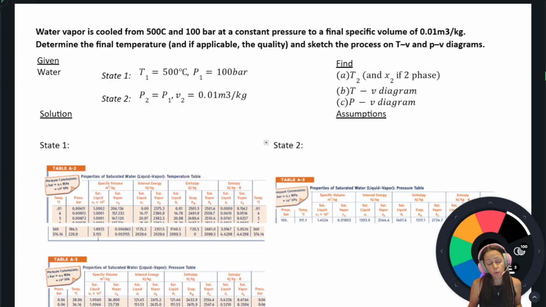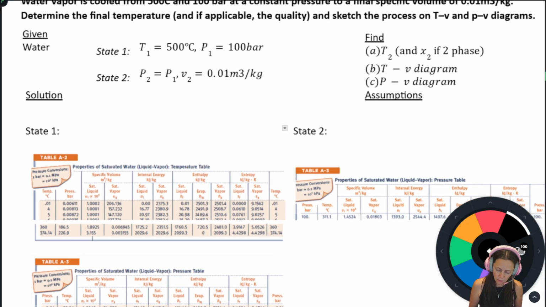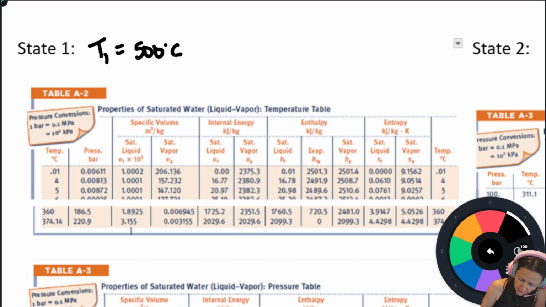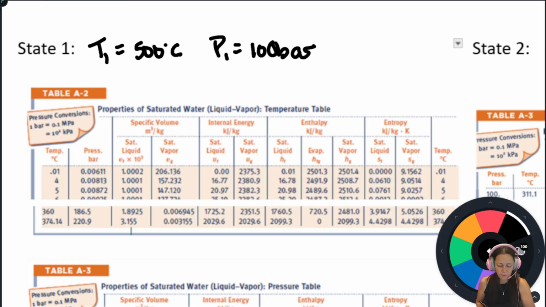So at state 1, what I'm missing is the specific volume. The first thing I'm going to do is figure out what phase I'm in. Now, if I go to table A2, remember we are at T1, 500 degrees Celsius, and P1 is 100 bar. And if I go to table A2, the saturated tables organized by temperature, I'll notice that I sort of drop off the face of the Earth after 374.14. So this is the critical temperature.